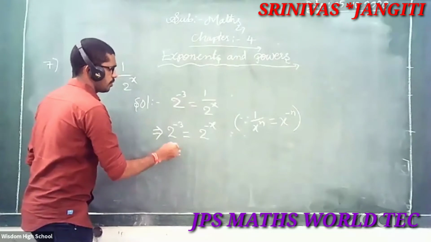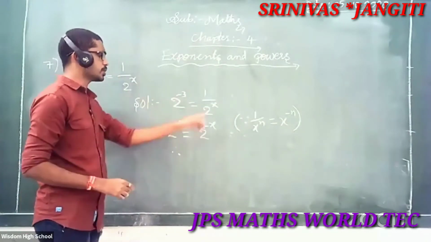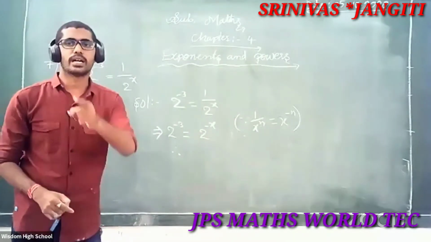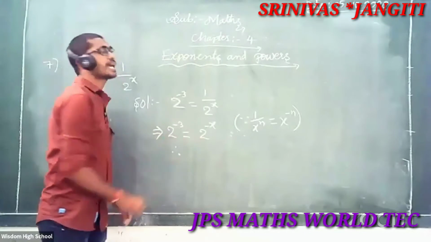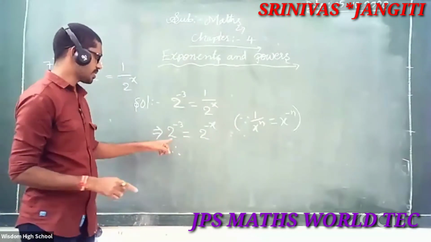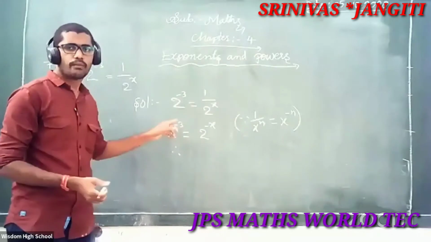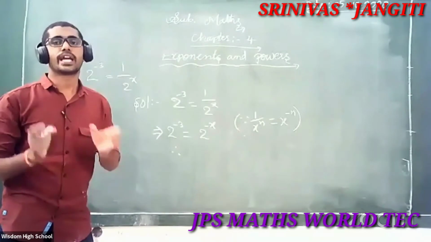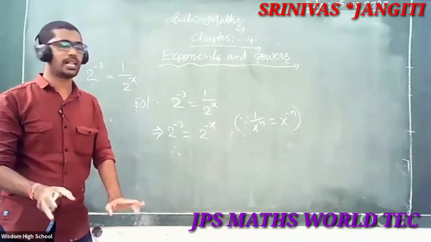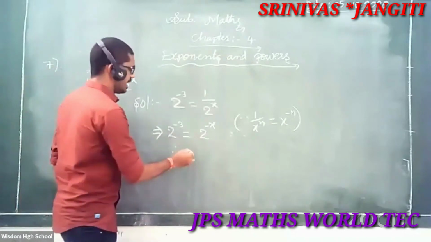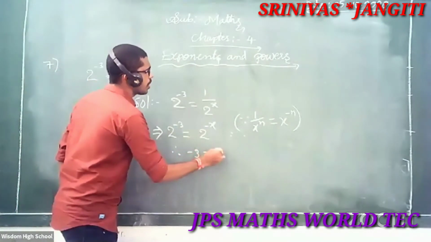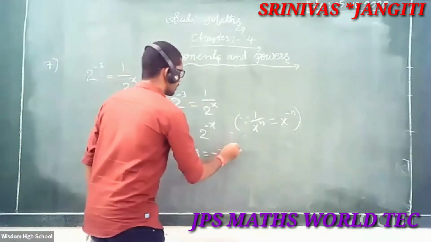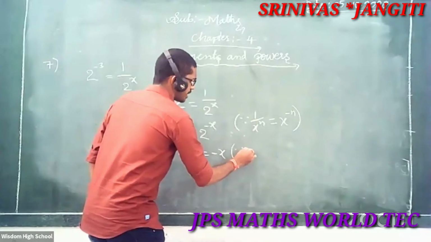Observe. Therefore, 2 to the power of minus 3 equals 2 to the power of minus x. Here, what are the bases? Observe the bases: 2 and 2, the same. Bases are equal, right? When the bases are equal, then the exponents are equal. So minus 3 is equal to minus x. Am I right? Did you understand? What is the reason?